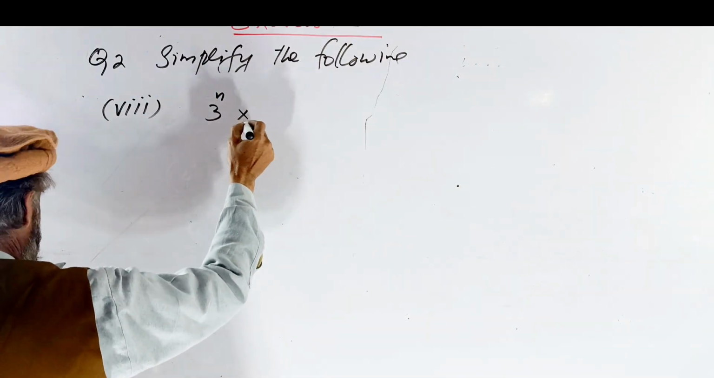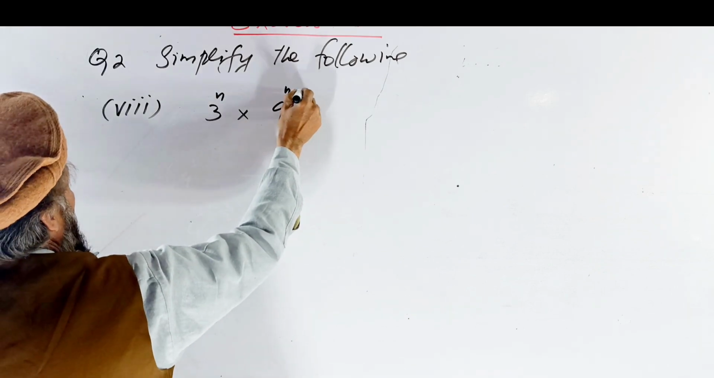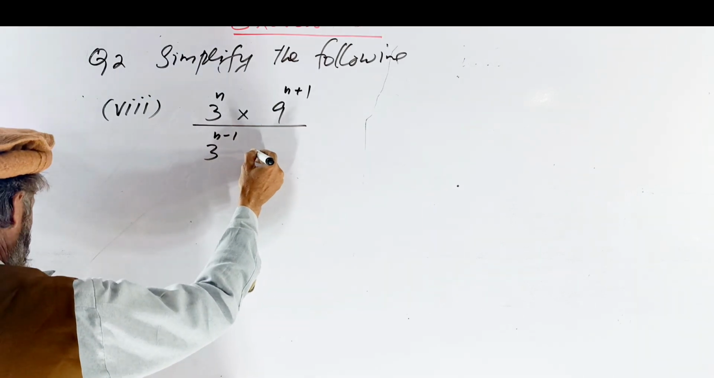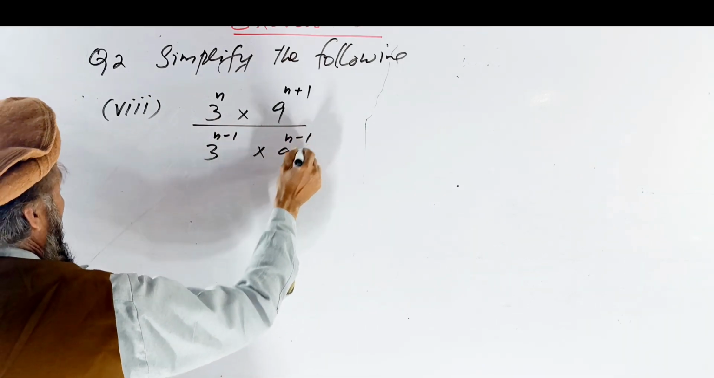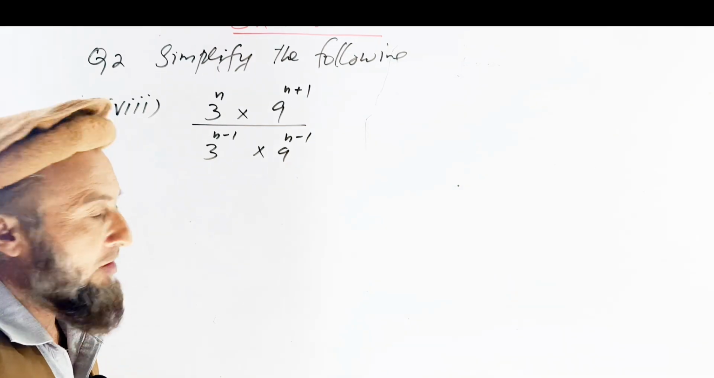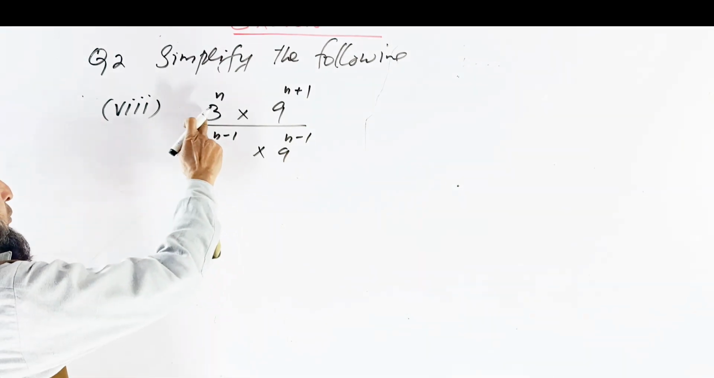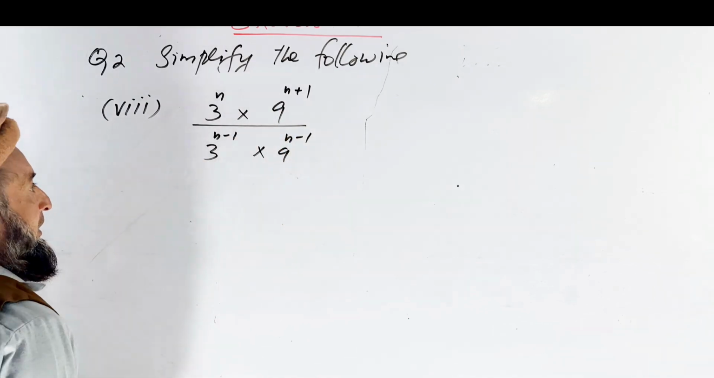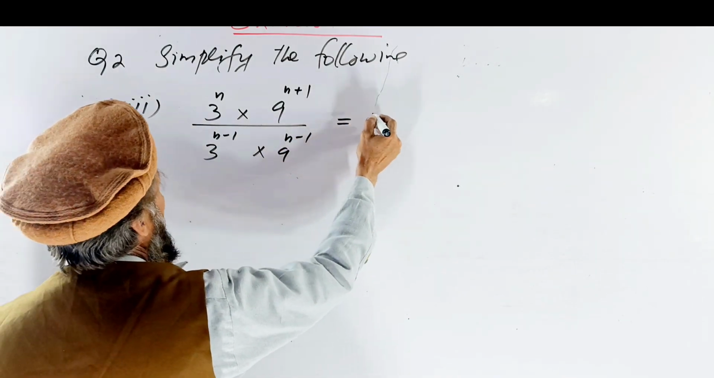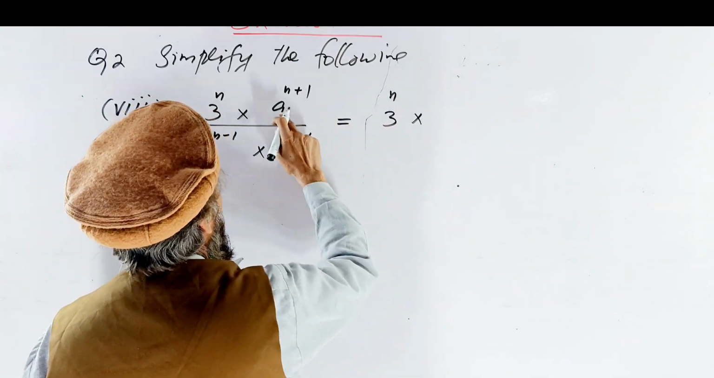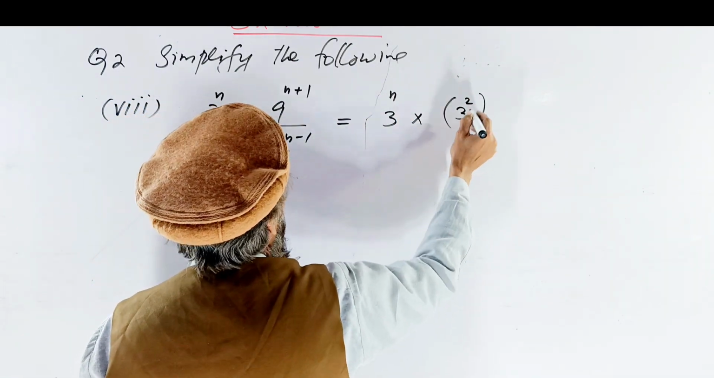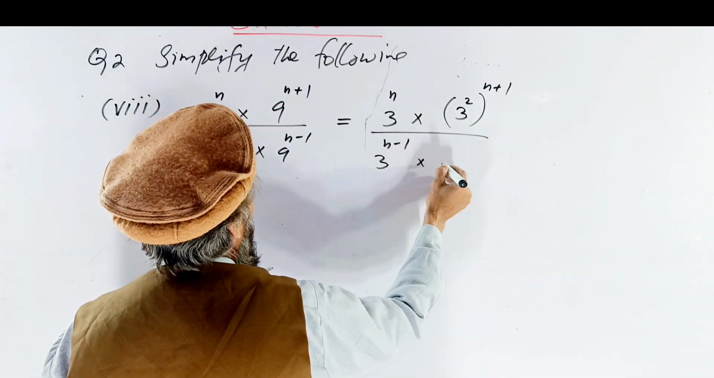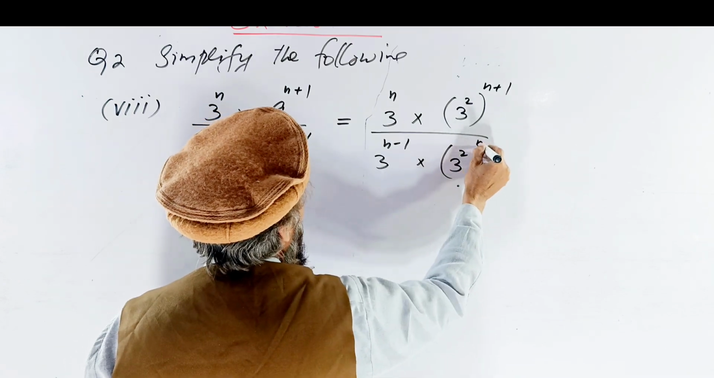Three power n multiplied by 9 power n plus 1, divided by 3 power n minus 1 multiplied by 9 power n minus 1. This is a very simple question, but remember here 3 is used, so you must bring 3 here, and here is also 3, and here you must bring 3. So we can further simplify this result: 3 power n, and multiply, 9 we can write as 3 square, n plus 1, divided by 3 power n minus 1 multiplied by 3 square, n minus 1.